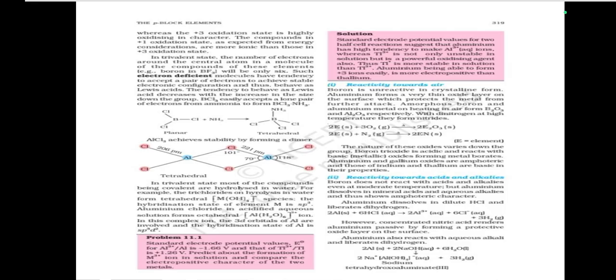Aluminum dissolves in dilute HCl and liberates hydrogen: 2Al + 6HCl gives 2Al3+ + 6Cl- + 3H2. However, concentrated nitric acid renders aluminum passive by forming a protective oxide layer on the surface. Aluminum also reacts with aqueous alkali and liberates dihydrogen: 2Al + 2NaOH + 6H2O gives 2Na+[Al(OH)4]- + 3H2 gas.